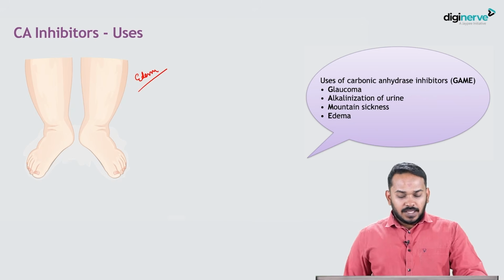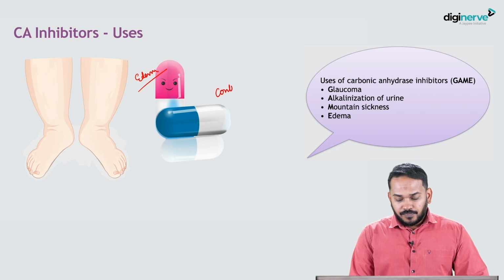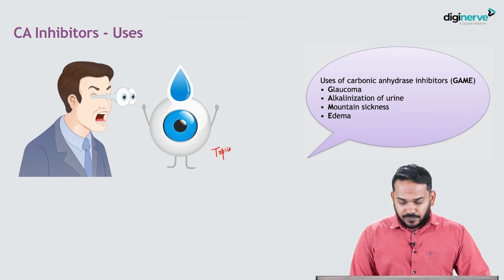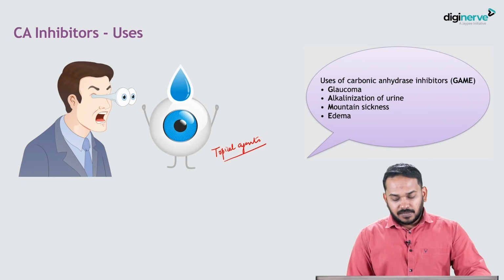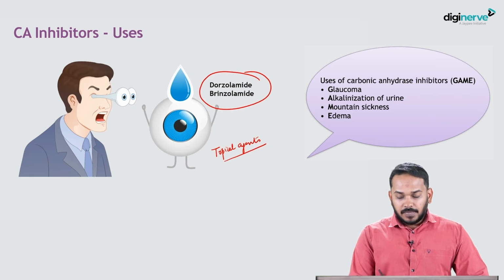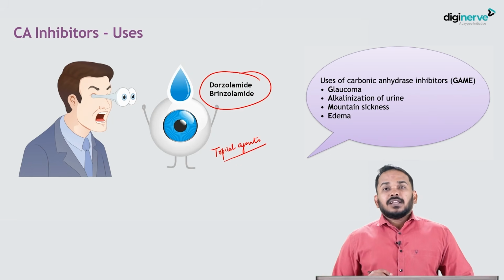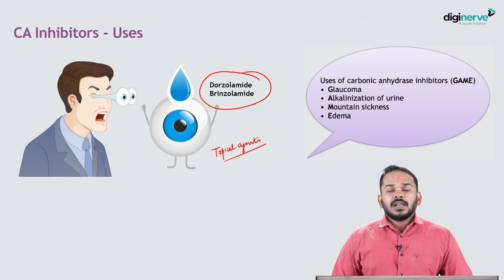Carbonic anhydrase inhibitors are used for the treatment of edema, and they are used in combination with other diuretics. They are also used for the treatment of glaucoma. And topical agents are used for the treatment of glaucoma, especially dorzolamide and brinzolamide. These are the topical carbonic anhydrase inhibitors used for the treatment of glaucoma.